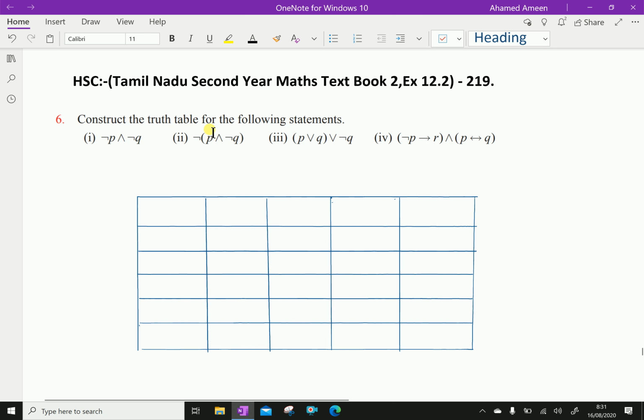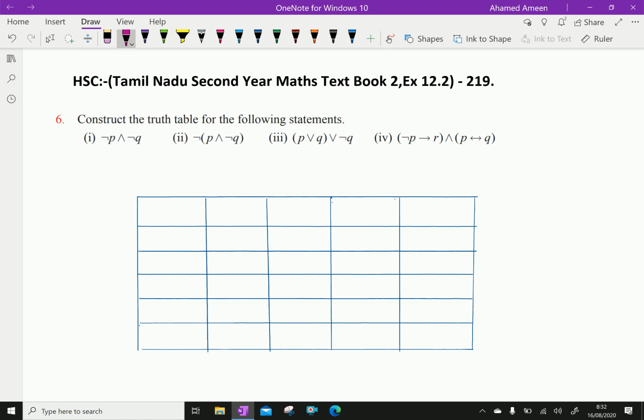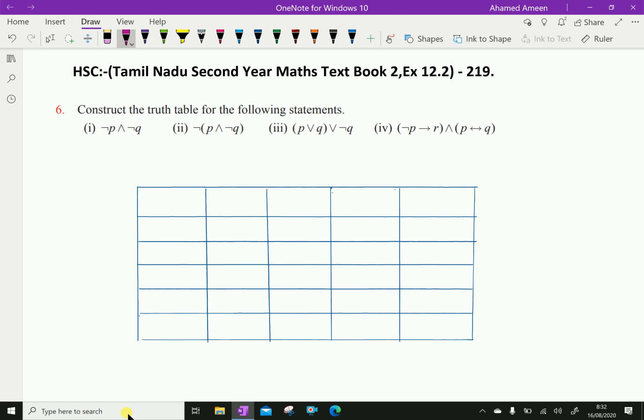Construct the truth table for the following statement: negation P, conjunction, negation Q. First, we'll fill the table as follows. P, Q, negation of P, negation of Q, negation of P conjunction negation of Q.